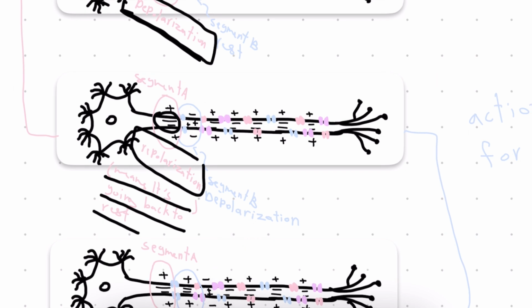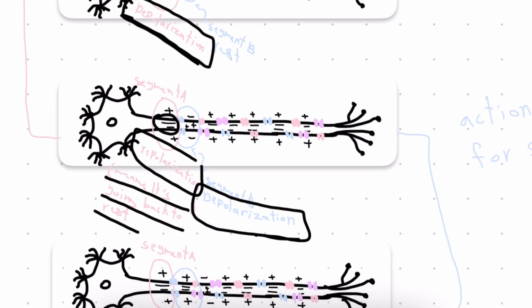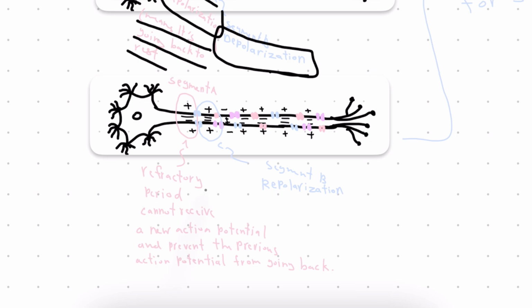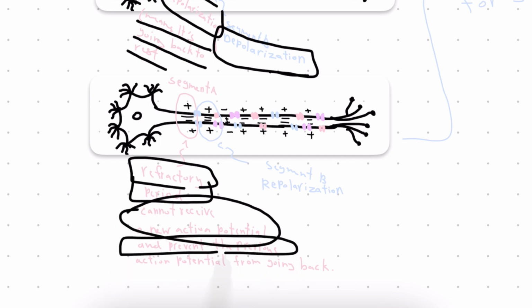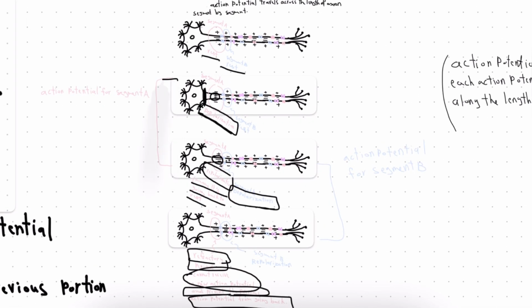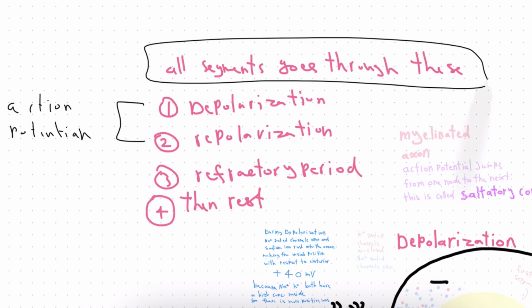And the next segment would start its action potential and go through depolarization. But the repolarization of the first segment happened before the depolarization of the next segment. And then the first segment goes through the refractory period, which is a state in which a segment cannot receive a new action potential because sodium-gated ion channels are closed, and this prevents the previous action potential from going back. So this is the action potential for segment A, action potential for segment B. All segments go through these, but not at the same time.